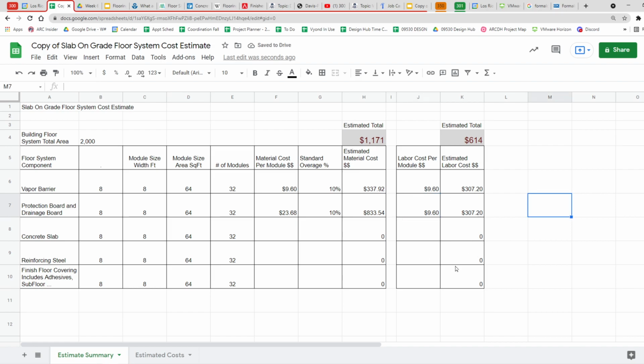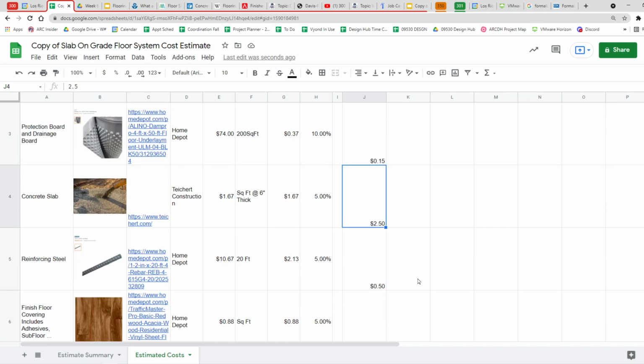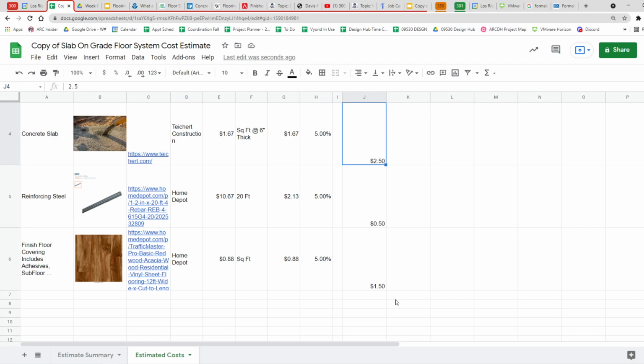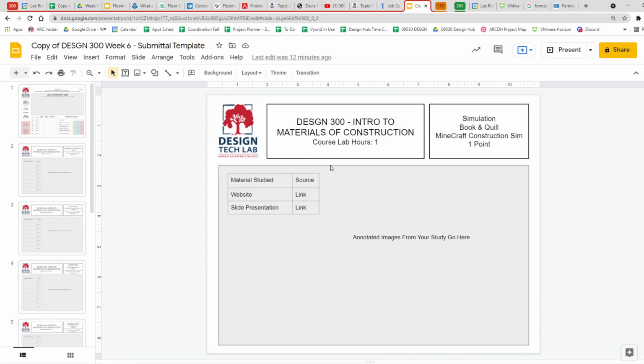So you'll just keep going along there, and you're going to see that pretty quickly the labor costs start getting far more than the actual material costs. Labor costs start outweighing those. Okay, so that's how we do it. That's going to be your slab on grade cost estimate that goes right here.